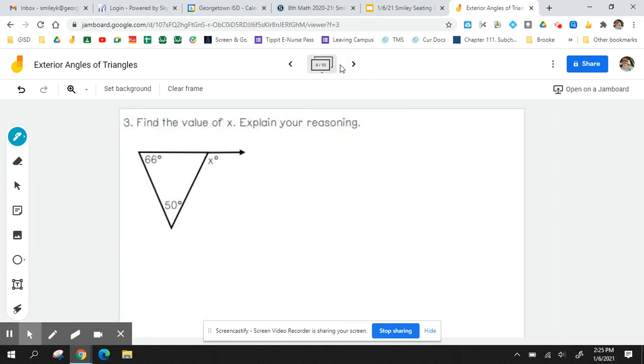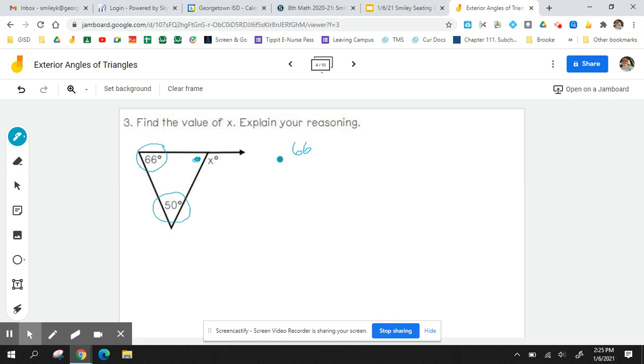Let's do this one first. If you'll jump to number 3, and then we'll come back to number 2. Number 3 is easier to explain first. All right, so if you look at this one, to figure out what x is, I'm going to take 66 and 50. Okay, these are those remote interior angles they were talking about. It doesn't touch this other angle right here that we don't know, but they're kind of opposite of it. All you have to do is add them together.